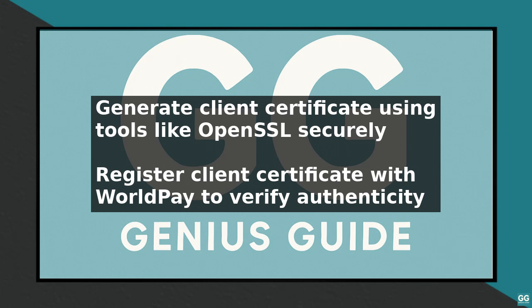Next, register the client certificate with WorldPay. This step is critical as it allows WorldPay to verify the authenticity of the API requests. Make sure to follow the WorldPay guidelines for registering the client certificate. After registering the client certificate, configure the API client to use the client certificate for authentication. This can be done by setting the client certificate and private key in the API client configuration.